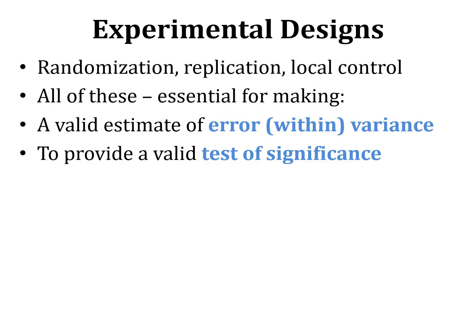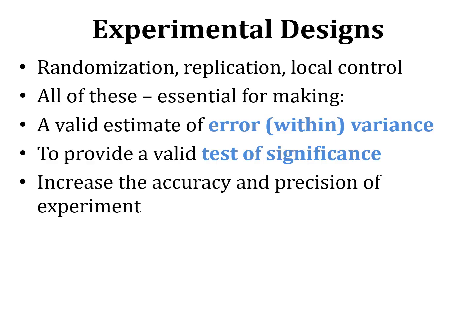So what is the magnitude of that variation which is introduced by the experimental errors? This is going to provide us a valid test of significance. It increases the accuracy and precision of your experiment. So if your plants are growing in different sunlight or under different temperatures, then you're not going to be sure whether it is the temperature, or the sunlight, or the water content that has affected the plant growth, or is it only your treatments, right?